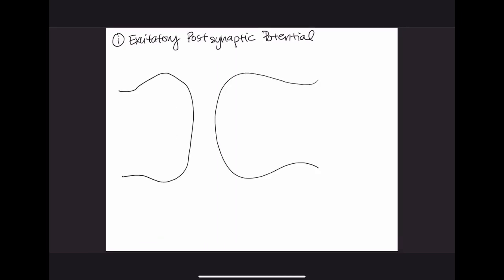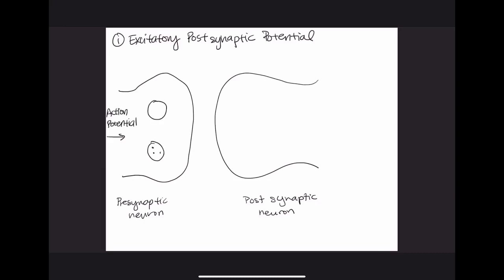So let's explore the excitatory postsynaptic potential first. So just like the other diagram that we drew together, we have the presynaptic neuron here and the postsynaptic neuron here with the synaptic cleft separating them. An action potential will travel down. The neurotransmitters will get released into the synaptic cleft.